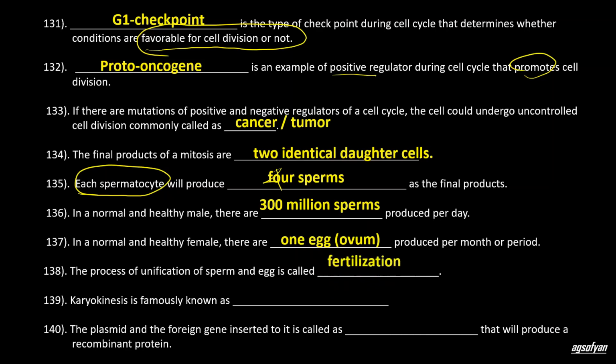Karyokinesis is famously known as nuclear cell division. It is famous as mitosis. The plasmid and the foreign gene inserted into it is called blank that will produce recombinant proteins. Okay, so the plasmid and the foreign gene is called the recombinant DNA. So the foreign cell DNA will be combined with the plasmid of bacteria, and they are called recombinant DNA.